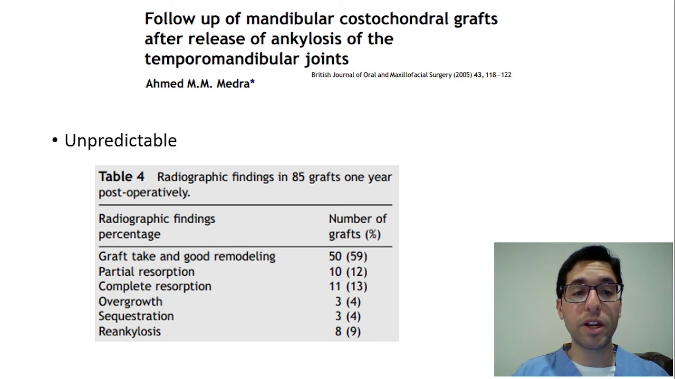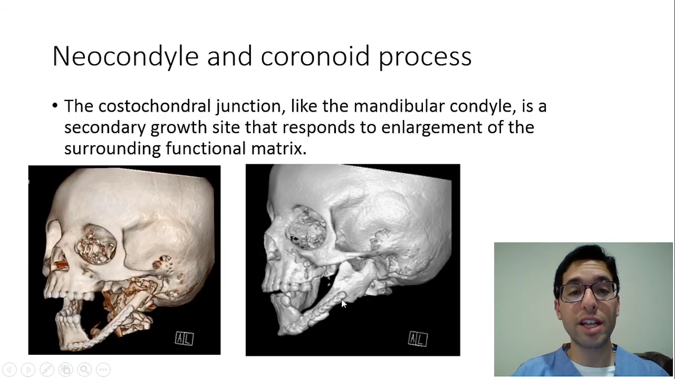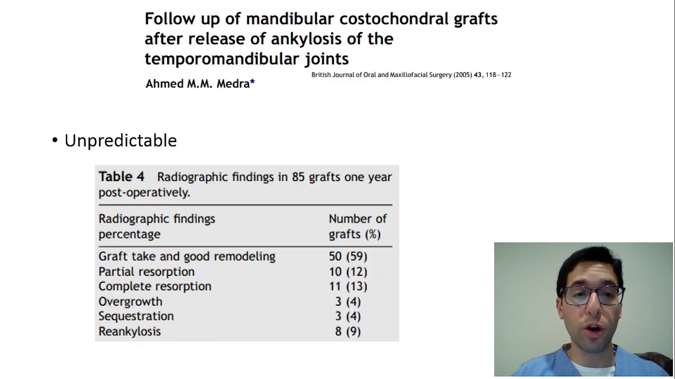complications that can be experienced. So let's look at some of the numbers. So 60% you will get a graft take and good remodeling, which is great, and that's the most ideal circumstances. But unfortunately, the other 40% of the time, you can get partial or complete resorption. You could get overgrowth. So remember, it has a growth potential. It has a cartilaginous cap. One thing that we try to limit is we try to make sure the cartilaginous cap is not greater than 3 millimeters. More than that, it tends to overgrow.